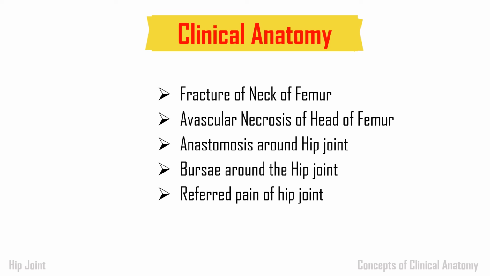Clinical anatomy of the hip joint includes the fracture of the neck of the femur and its complication, that is the avascular necrosis of the head of the femur, which I have explained briefly in this video. Then other applied aspects like anastomosis around the hip joint, bursae around the hip joint, and referred pain of the hip joint, for which I'm planning to make a few videos.